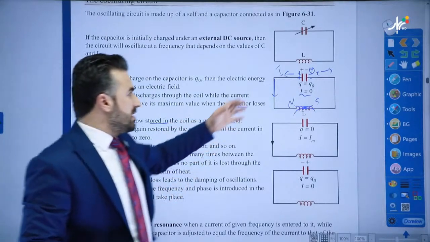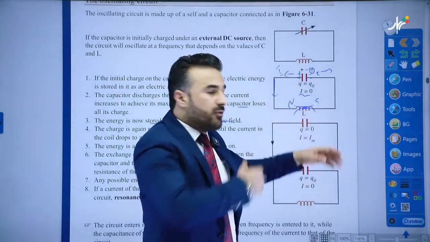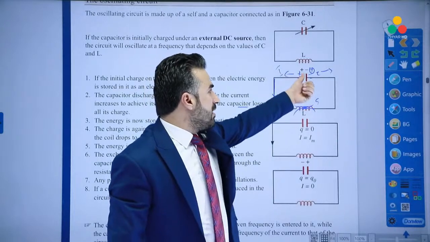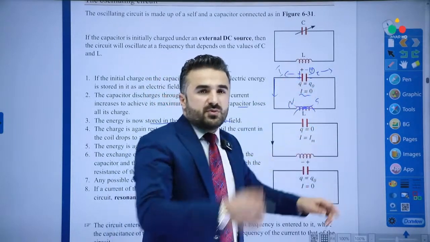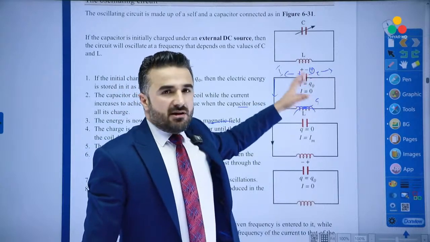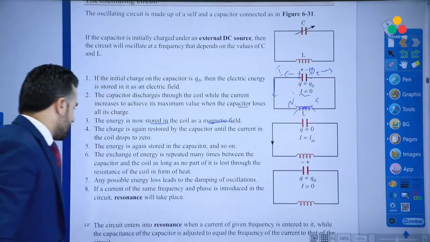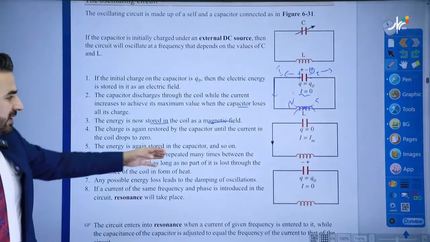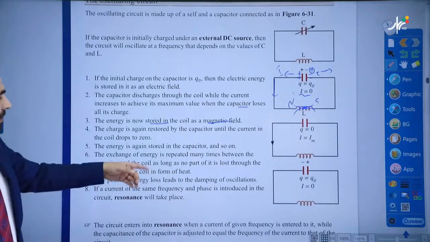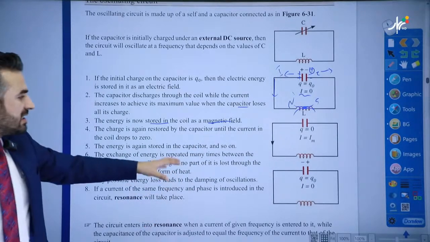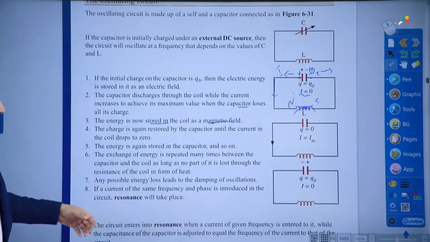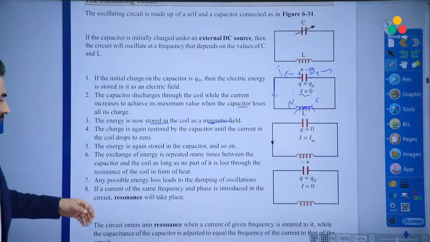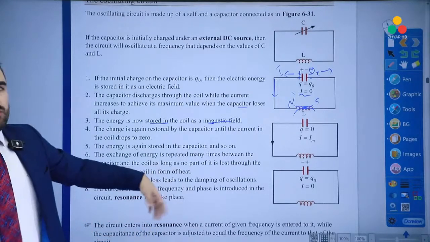So this process continues back and forth, back and forth. The energy will be stored on the capacitor, then on the coil, again on the capacitor, on the coil, so it goes back and forth. If no energy is lost, this process will continue. So the exchange of energy is repeated many times between the capacitor and the coil, as long as no part is lost through the resistance of the coil in the form of heat. Any possible loss leads to damping.